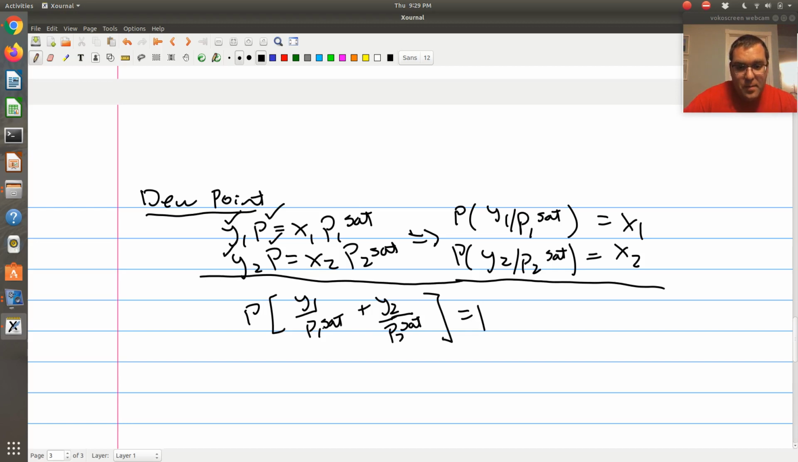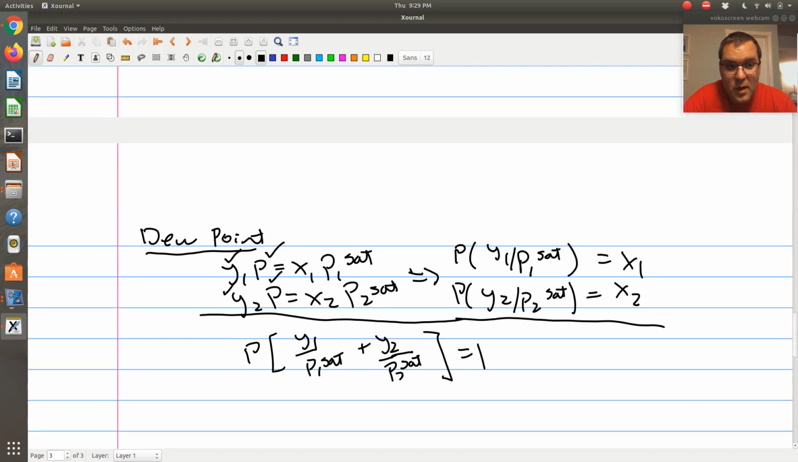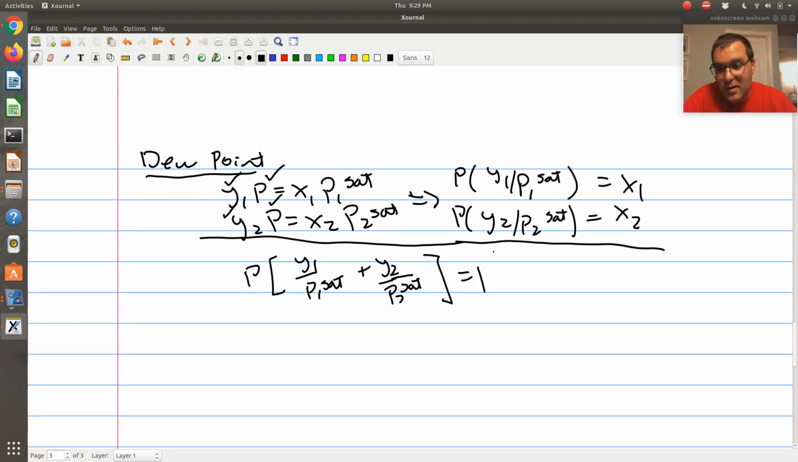I know Y1 and Y2, my mixture composition. If I knew T, then I would know P1 sat and P2 sat. So if I look at this left-hand side, the only unknown variable is T. I would solve it numerically. Personally, I would use fzero in MATLAB to solve for the temperature for which this equation is satisfied.